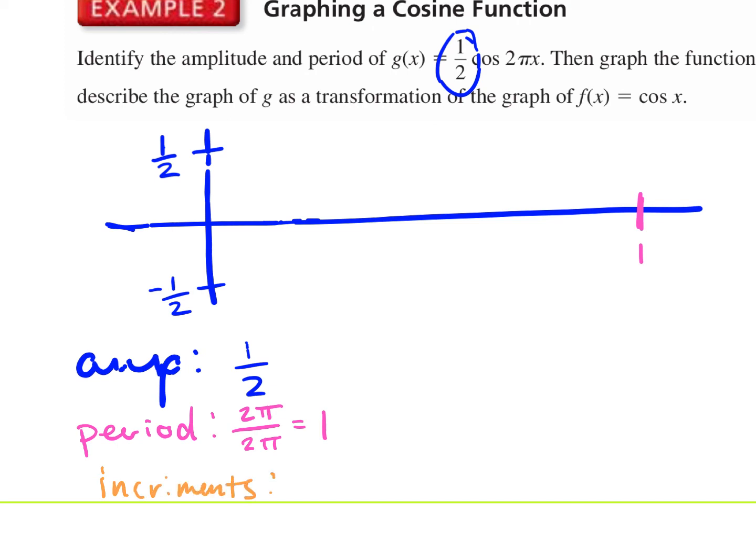So we always take our period and divide by 4. So our starting increment is 1/4. And then we just keep adding whatever increment we got to start, we keep adding and adding and adding as we go. So 1/4 plus 1/4 would be what? 2/4, which is 1/2.